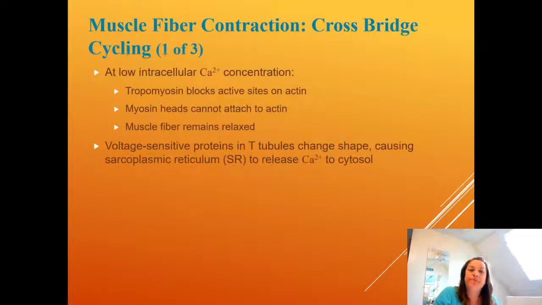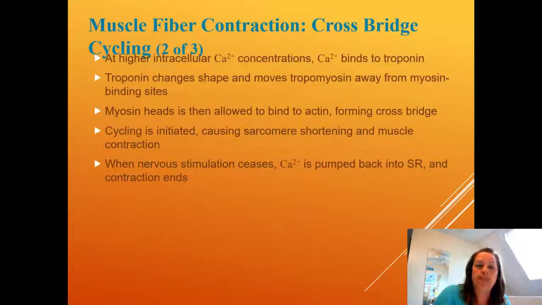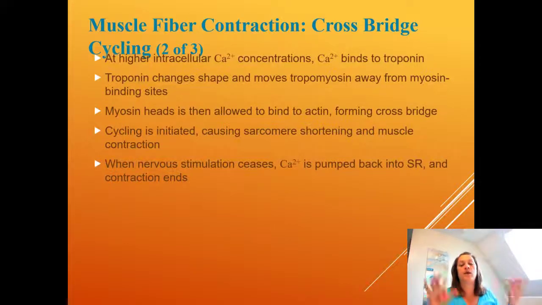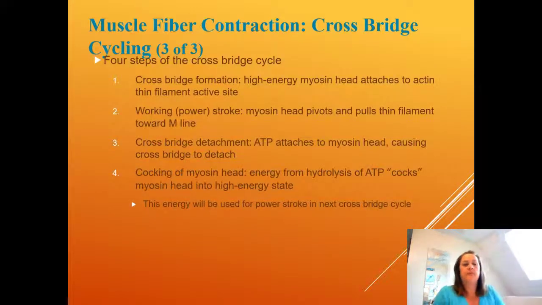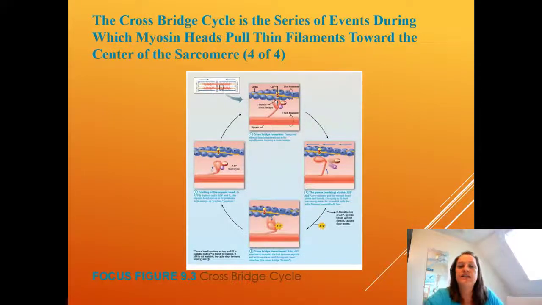So here we are. Tropomyosin blocks actin, but when we have calcium, all bets are off. At higher intracellular calcium, it binds to troponin, moves tropomyosin, and allows myosin to bind to actin. Now, when they bind, right, it's called cross-bridge cycling. Right, and we're going to go to the picture. It's a little easier to see.